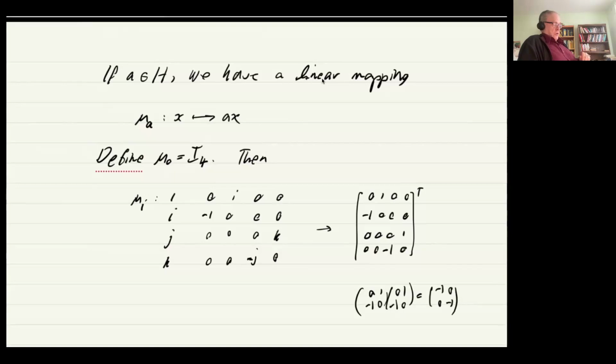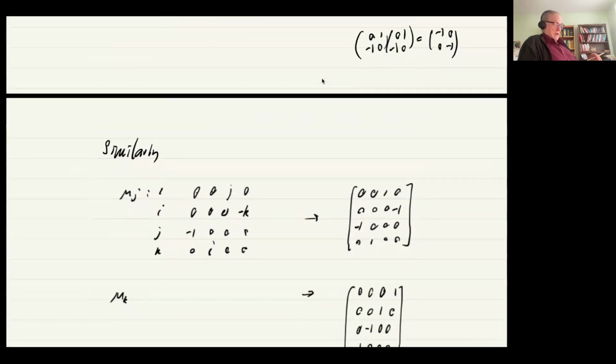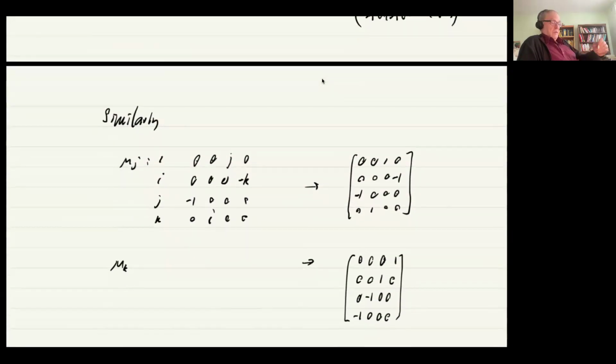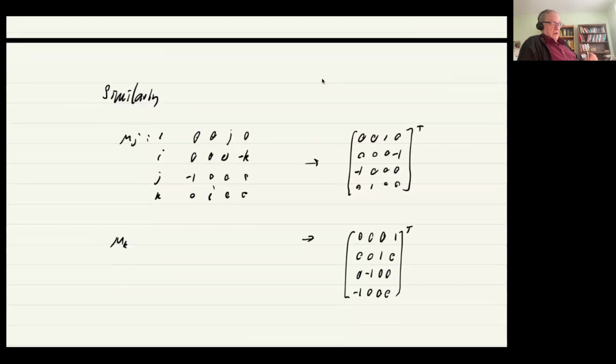So you can now go through and do the same for j and k. And these should again have transposes if I care. And again, you can check that each of these matrices has order 2. It's fairly obvious for this one, I might need a moment's thought for that. So we have four 4x4 matrices representing the quaternions.